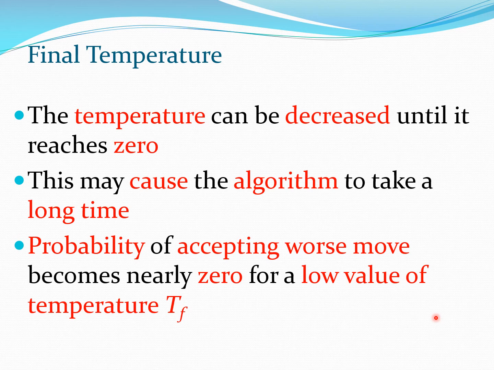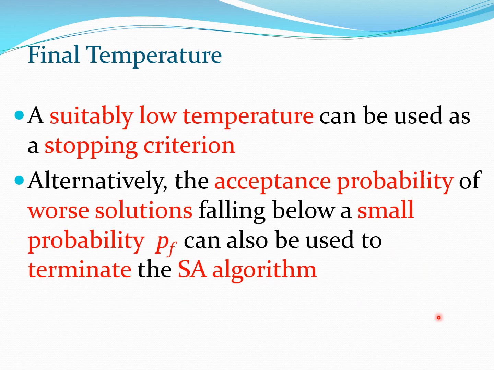Now, the probability of tolerating a worse move, that is a move in which the function f goes up, becomes nearly zero for a low value of temperature Tf. So for very low values of temperature, you are essentially degenerating to a local search. So we can use a suitably low temperature as a stopping criterion for this method.